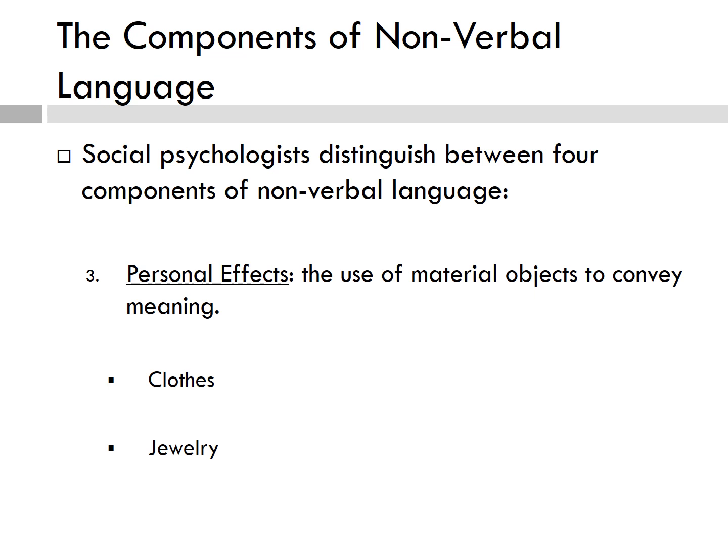The third main component of nonverbal language is personal effects. Personal effects refer to the use of material objects to convey meaning to others. There are many examples of personal effects. For instance, consider clothing. People can convey a lot of meaning and information through the clothes that they wear, from the type of music they like, to how hip they are on the latest fashion trends, to whether or not they belong to the armed services.